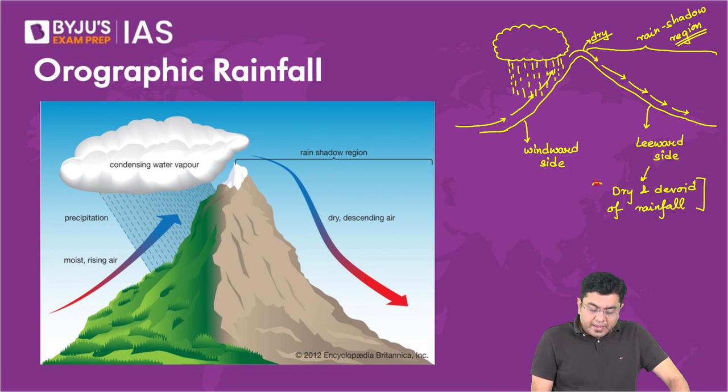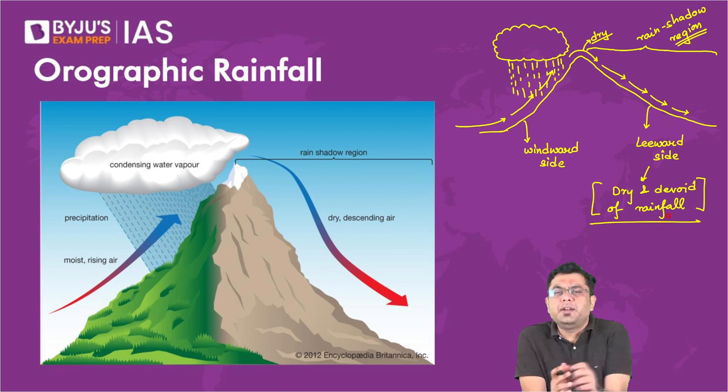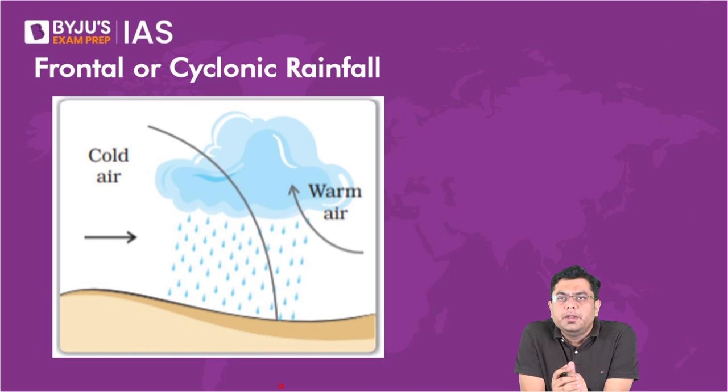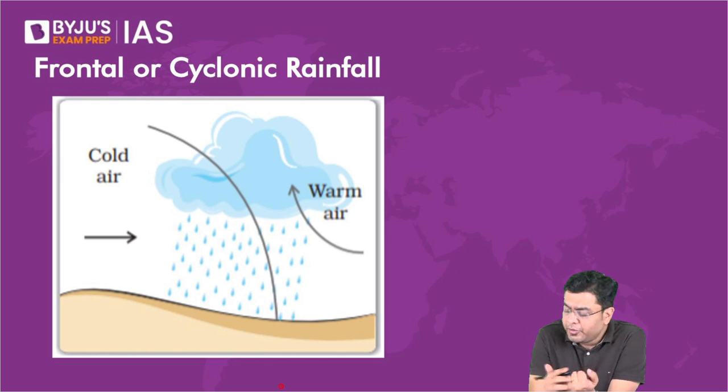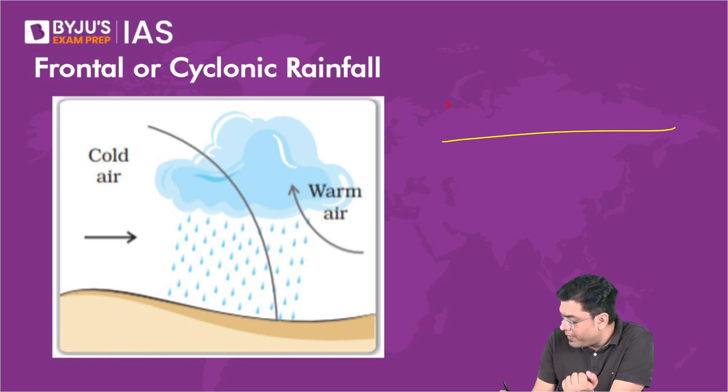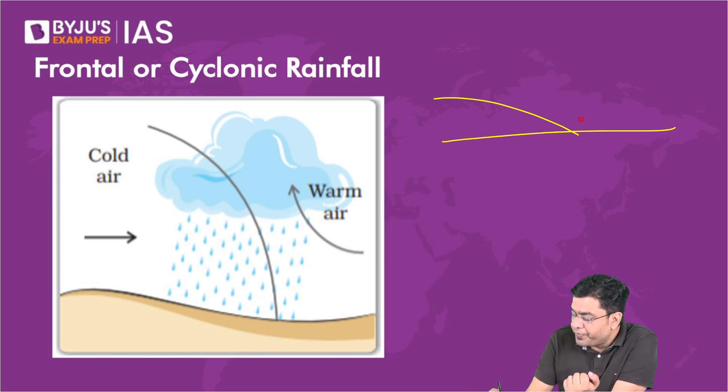Okay. Now, then we have frontal or cyclonic rainfall. This is observed whenever you have the creation of a front, or a frontal formation. That is something we will take a look into in the next class. So when we say a frontal formation, that happens whenever a mass of cold air and warm air end up interacting with each other. So let's suppose you have warm air and you have cold air.